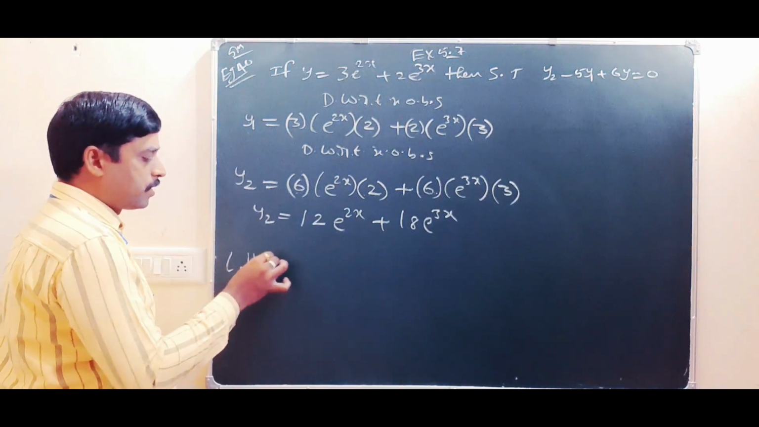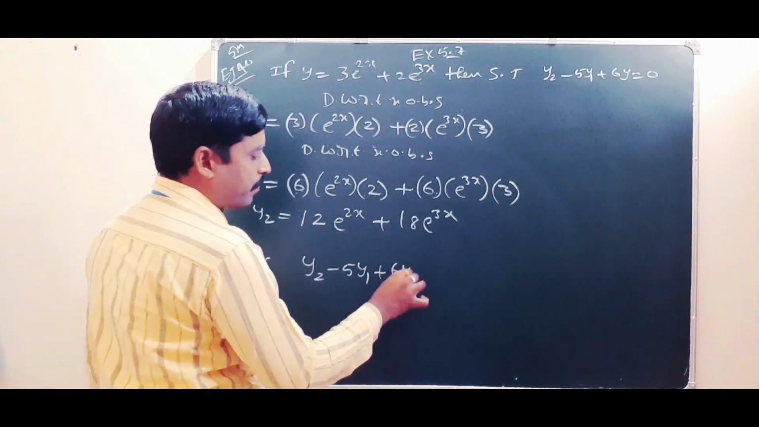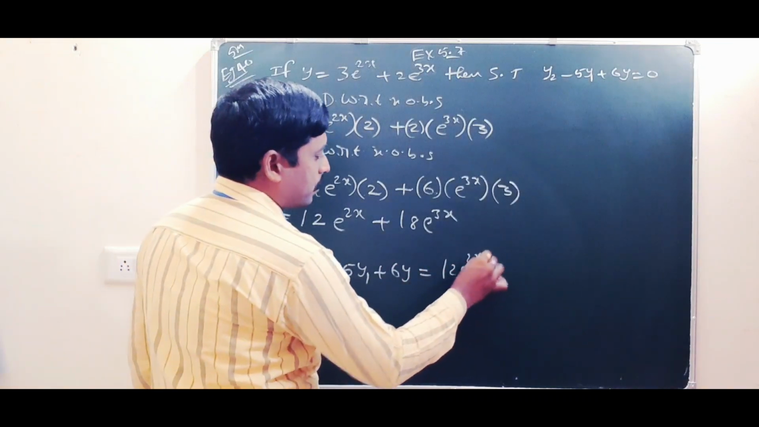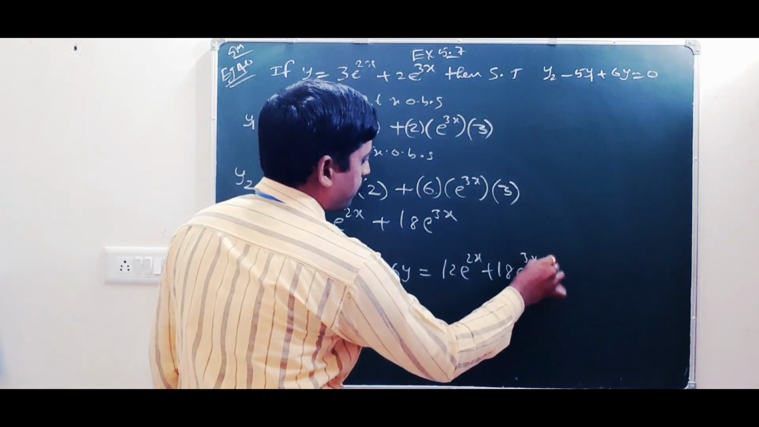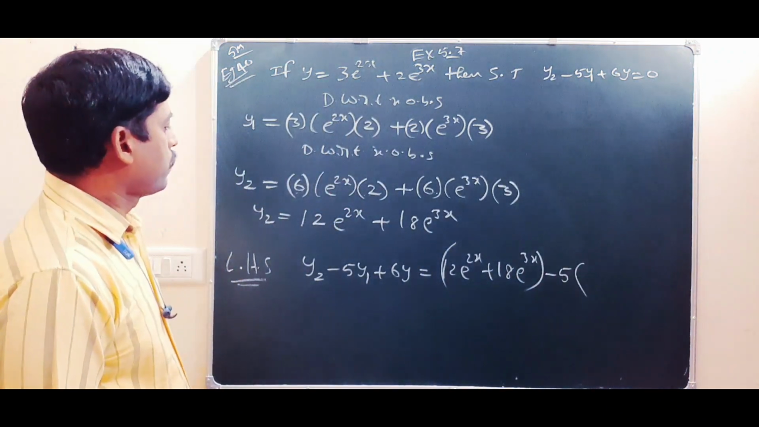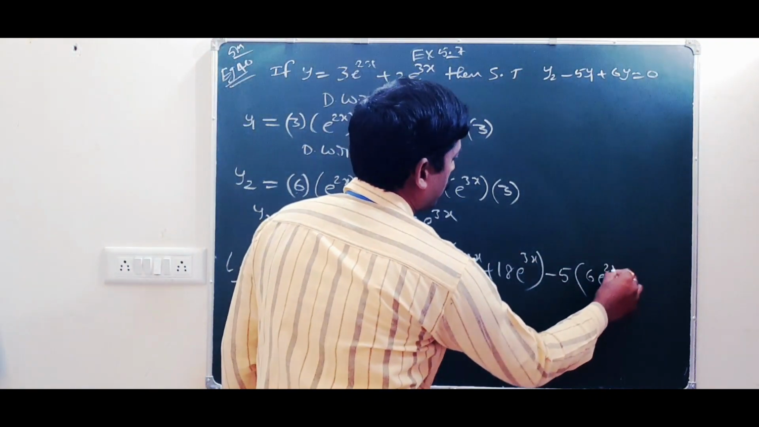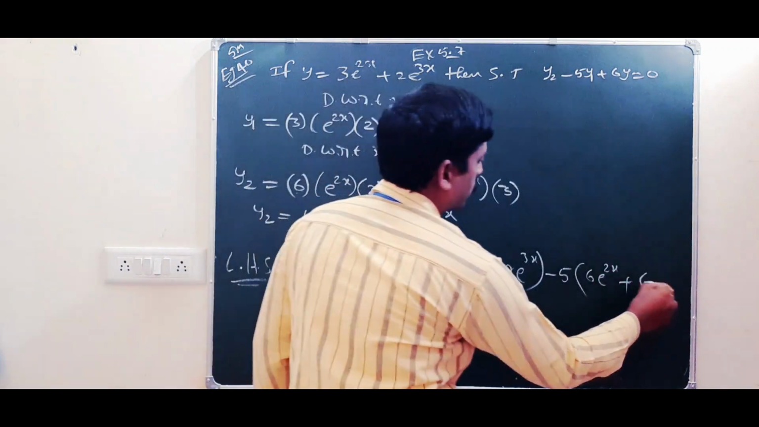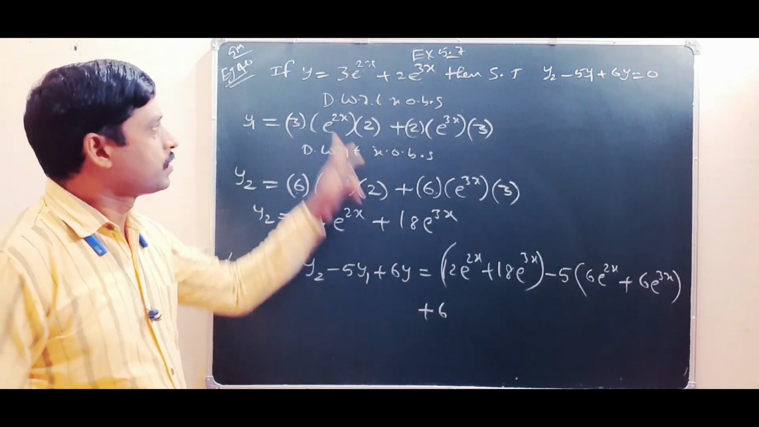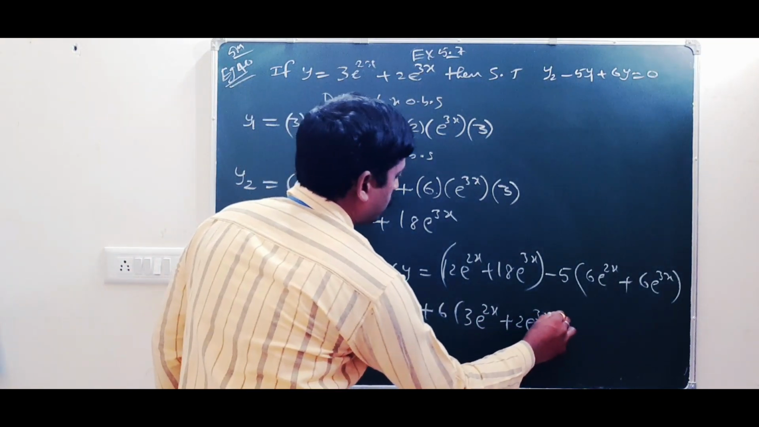So let us take the left hand side of the statement. What is the left hand side of the statement? y2 minus 5y1 plus 6y. y2 we got 12 e to the power 2x plus 18 e to the power 3x, minus 5 times y1. What is y1? The y1 value we got is 3 into 2, which is 6 e to the power 2x, plus 2 times 3 is 6 e to the power 3x. Plus 6 times y. y is from the statement's y value, right? 3 e to the power 2x plus 2 e to the power 3x.